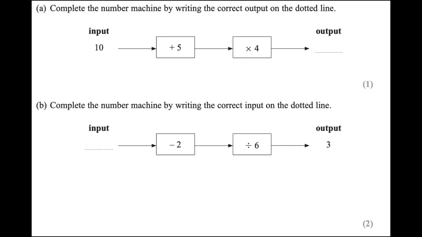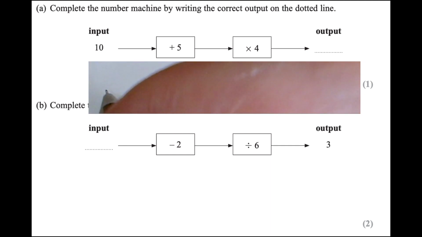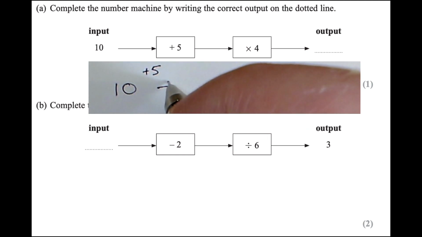Okay, so we've got a question on functions here. It's like we're putting 10 into a machine, and the machine's going to add 5 and times by 4 in this case. So we're going to start with the input. So here we go. We've got 10, and the instruction is to add 5. So that's going to take us to 15, isn't it?